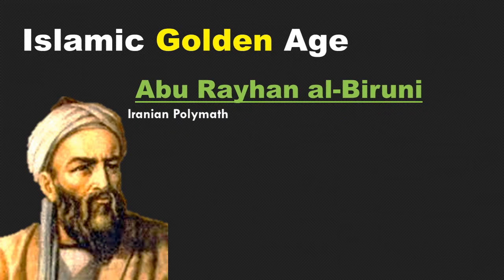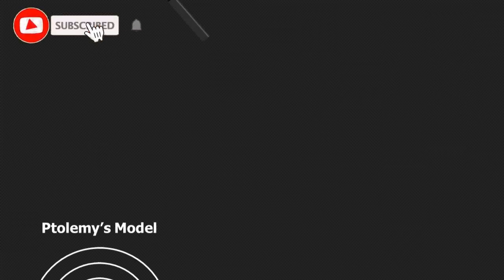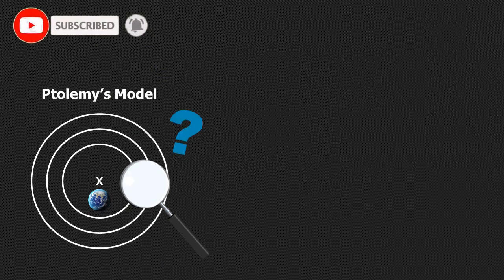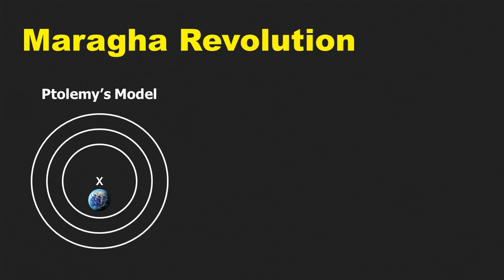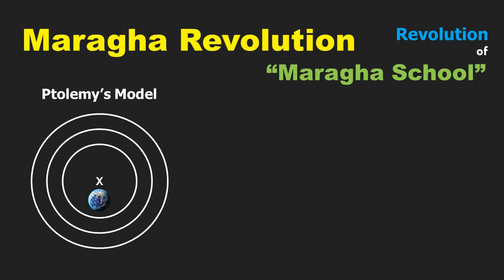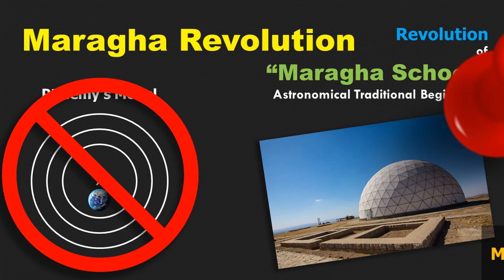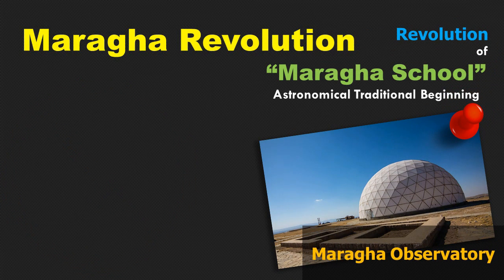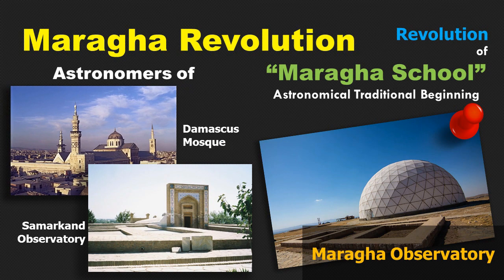Al-Biruni is an Iranian polymath and scholar who believed that the motion we see is due to the Earth's movement and not to that of the sky. Many astronomers studied Ptolemy's model, but some felt there was something wrong with it, which led to the Maragha revolution. The Maragha revolution was a revolution of the Maragha school, which opposed Ptolemy's cosmology. The Maragha school is about the tradition beginning at the Maragha Observatory, and its astronomy was continued by astronomers from the Samarkand Observatory and the Damascus Mosque.